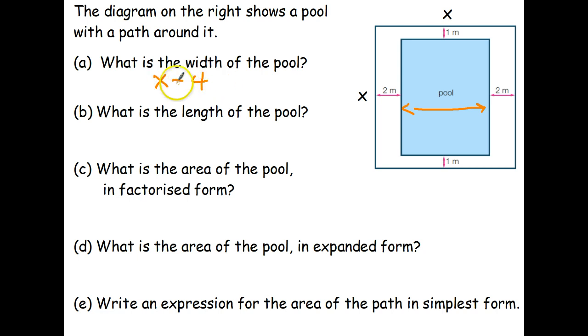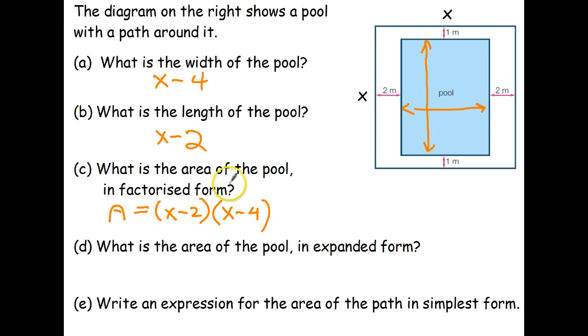So again, we have to have an expression for that because we don't have a value for that number. The length of the pool, we'll take it to be that distance. Well, again, the whole thing is x minus 1, and that is x take 2. Now, area of a rectangle is length times width. So the area of the pool is just the length, which is x take 2, multiplied by the width, which is x take 4. And that's in factorized form, so that's the correct answer.